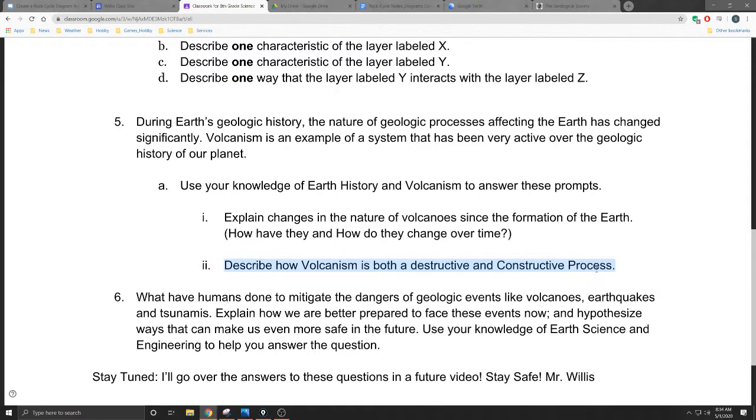Houses destroyed, biospheres affected, all of those are going to be destructive things. But on the plus side, they're constructive in that they create new land. Hawaii, rather, is a great example of this. The Hawaiian Islands would not exist without the lava that had flowed out of those shield volcanoes located on that hot spot in the Pacific Ocean.